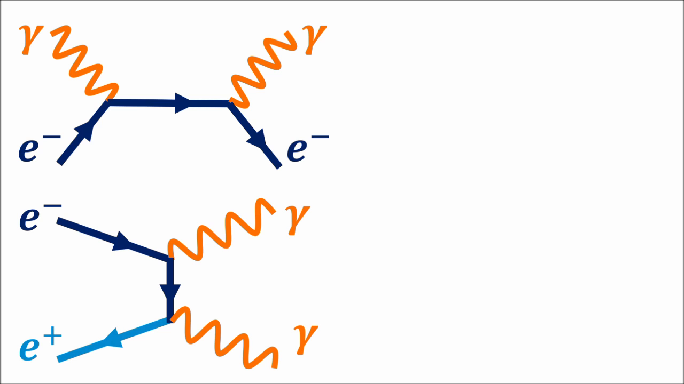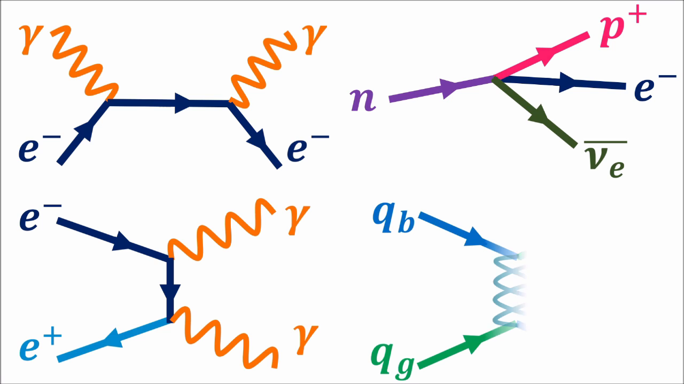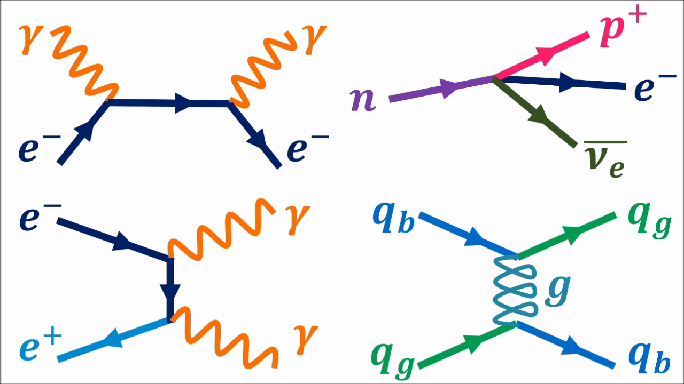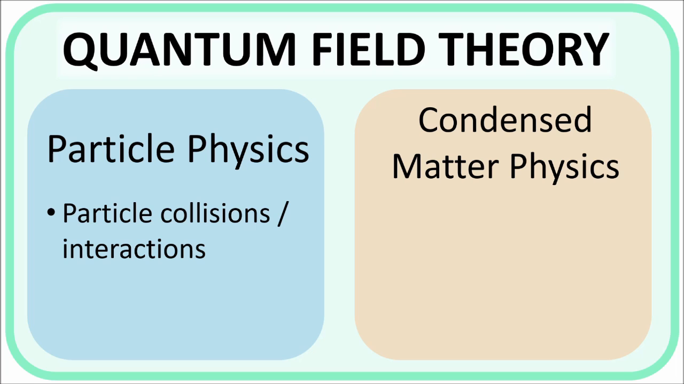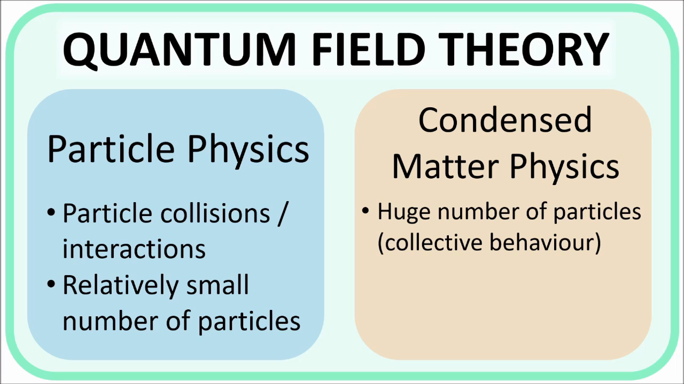This involves the study of things like a photon scattering off an electron and its antimatter counterpart, the positron, annihilating into 2 photons, a neutron undergoing radioactive decay into a proton, electron, and antineutrino, or quarks being bound together into protons and neutrons through gluon exchange particles. Particle physics typically involves a relatively small number of particles, so that you can keep track of all the particles individually. On the other hand, condensed matter physics involves the collective behavior of a huge number of particles.